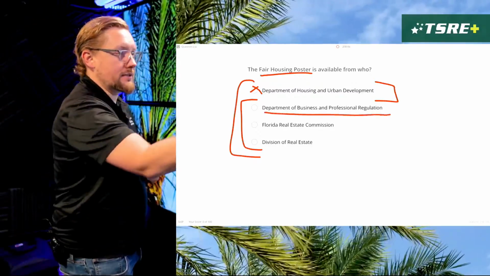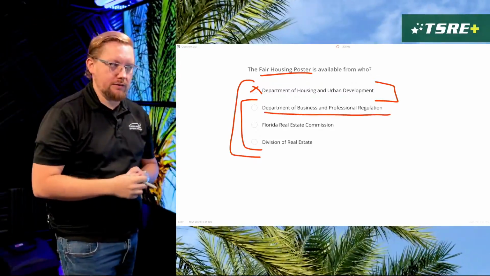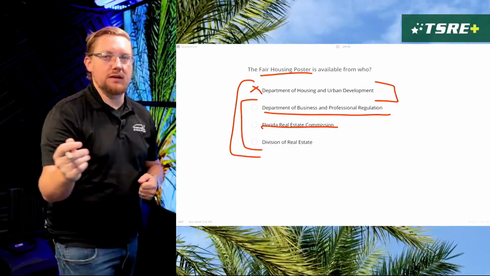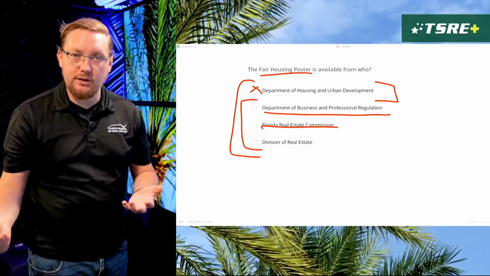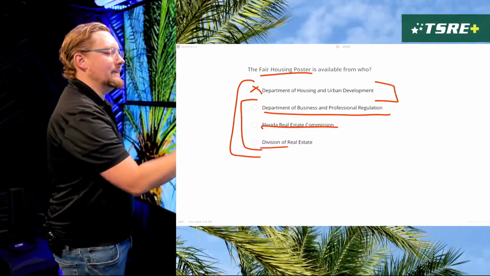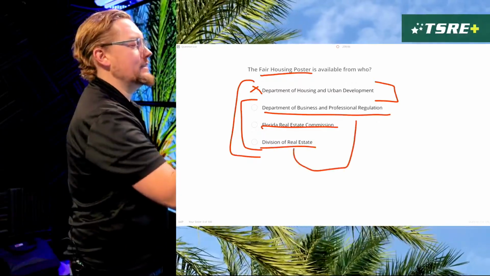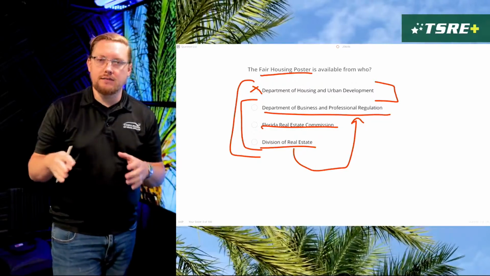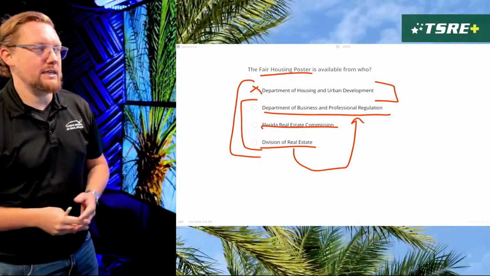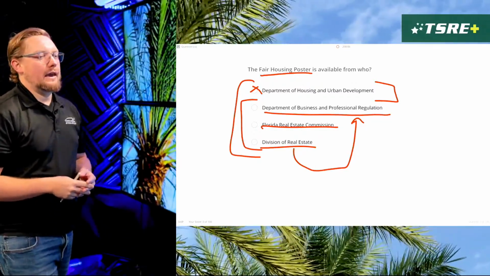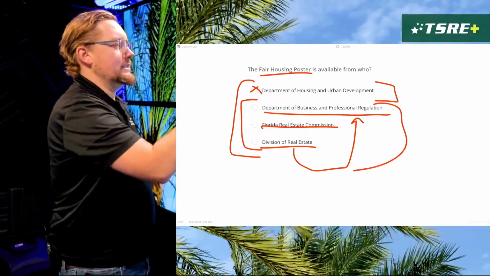The DBPR, this is who you do your license application with. The Florida Real Estate Commission is ultimately who has the final authority when it comes to real estate in Florida. And the Division of Real Estate is the entity within the DBPR that deals specifically with real estate. And so, again, these are all state-level entities, and that's a federal entity.